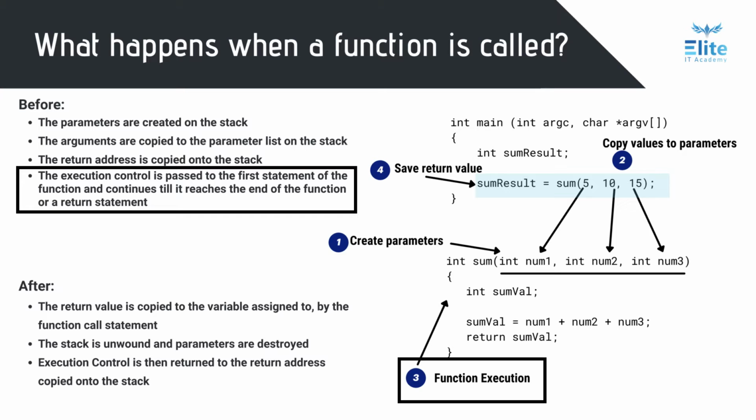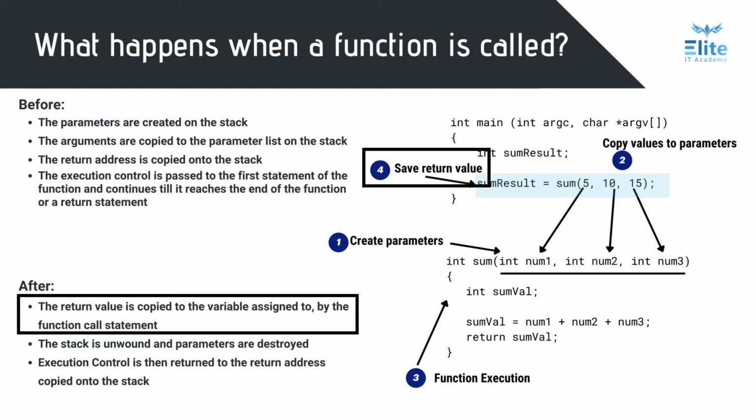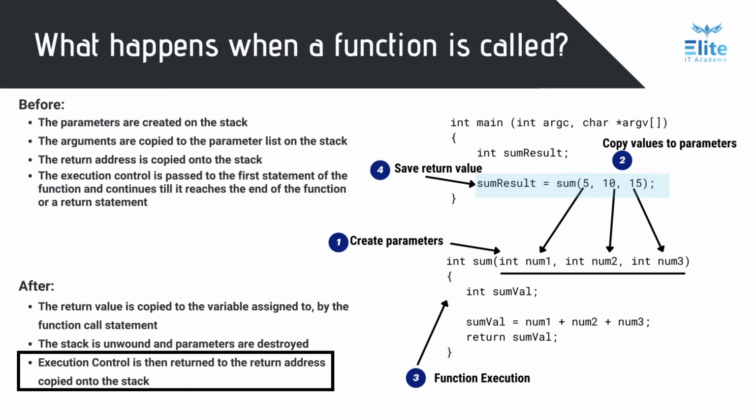Execution then proceeds within the function till it reaches the end of the function. After the function fully executes, the return value is copied back to the function call. The parameters are destroyed by unwinding the stack, and control is then returned to the return address stored in the stack before the function call.